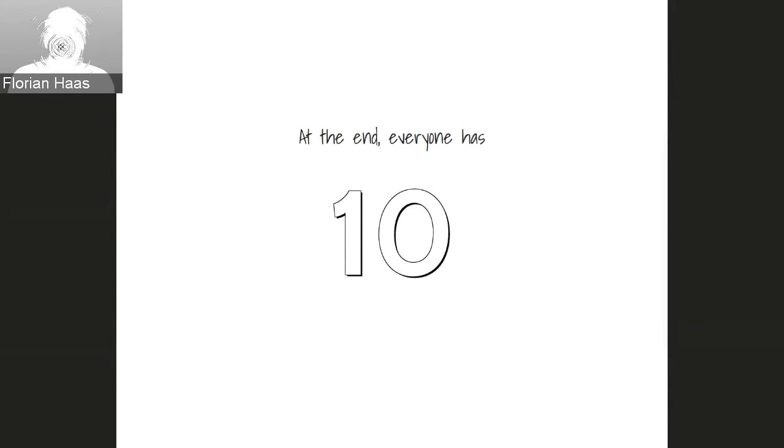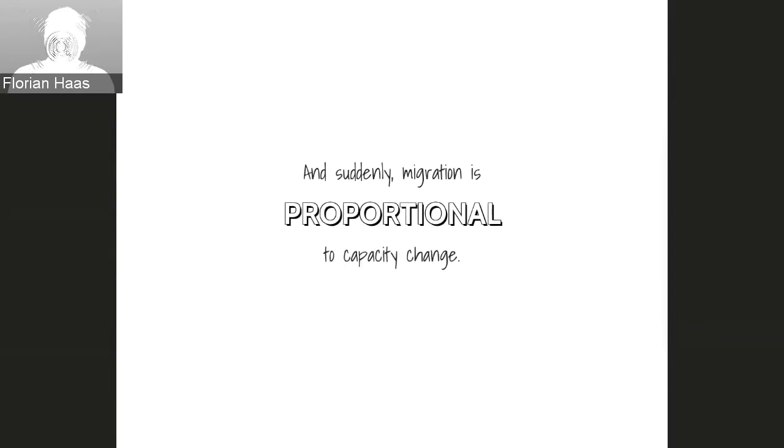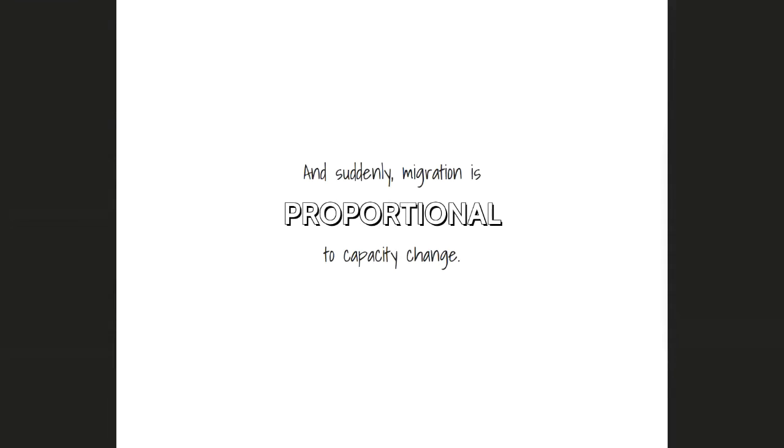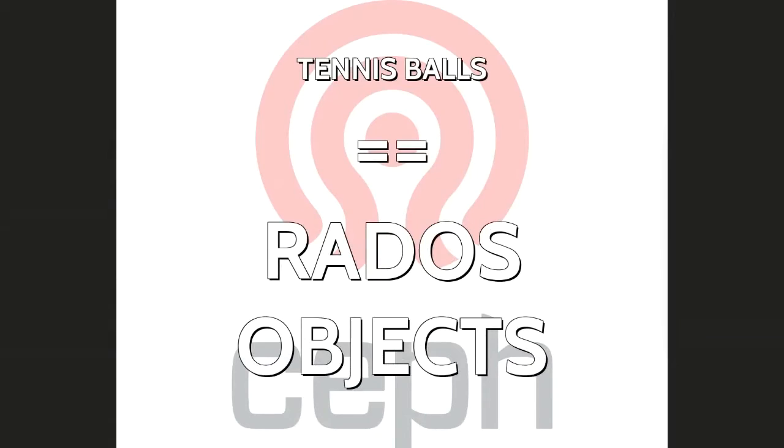And suddenly we have devised a system where the migration is proportional to the capacity change, which is exactly what we want. And now if we translate all of that into Ceph terminology, the analogy becomes hopefully very clear in that the tennis balls that we're talking about map directly to our RADOS objects.